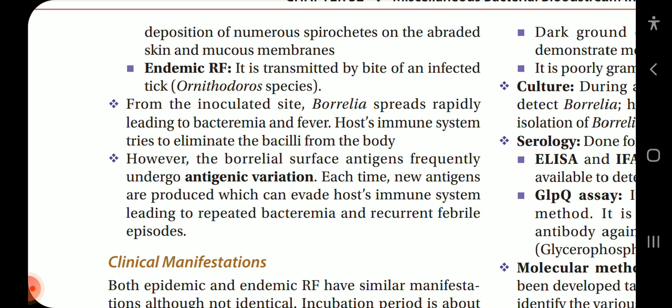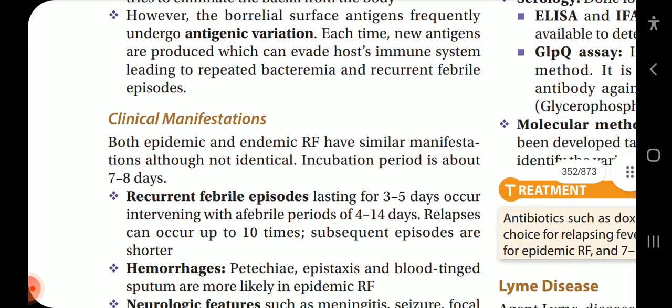The host immune system tries to eliminate the bacilli from the body. However, the borrelial surface antigens frequently undergo antigenic variation. Each time, new antigens are produced, which can evade the host immune system, leading to repeated bacteremia and recurrent febrile episodes.